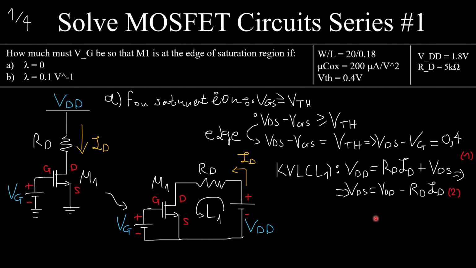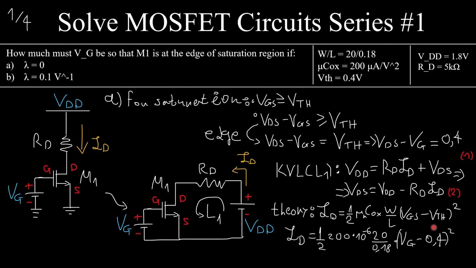This is a very basic KVL. We're careful with the polarities. And now I know from theory that the current flowing through the MOSFET, ID, is obviously the same as IS, since no current flows through the gate. And it's going to be equal to 1/2 μnCox W/L times (VGS minus VTH) squared. This is for when I don't have channel length modulation, because I know I'm in the saturation region.